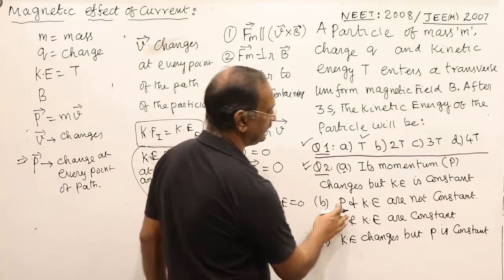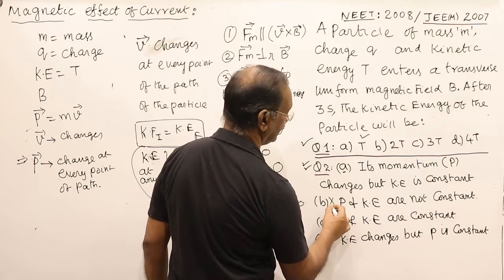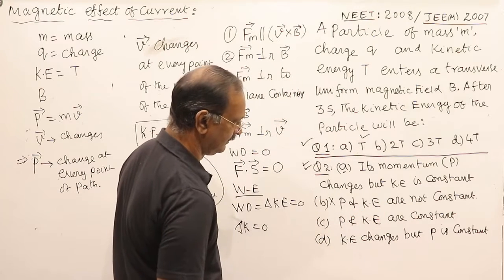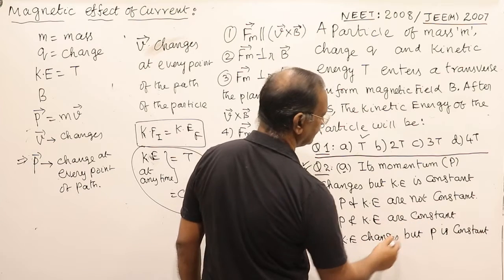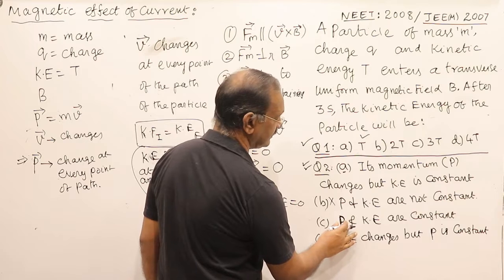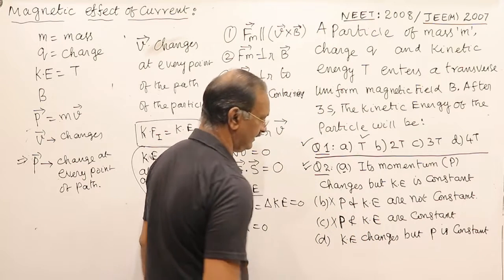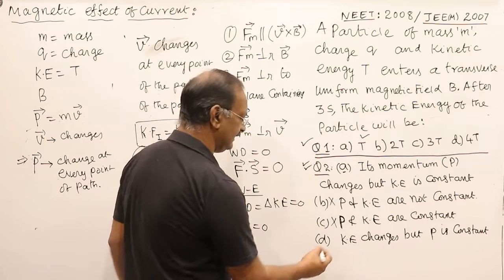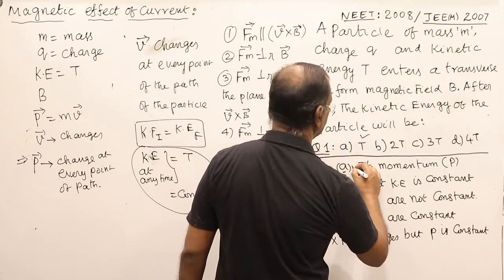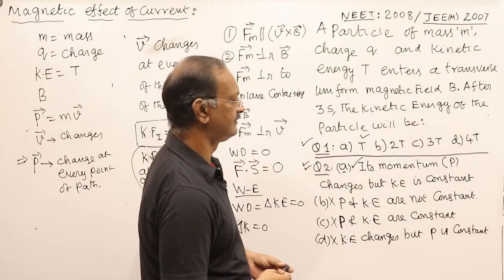Here, momentum and kinetic energy both not constant cannot be, because kinetic energy is constant. This is not a valid option. Potential energy and kinetic energy constant, no. Momentum not constant but kinetic energy constant, yes. Kinetic energy is always the same at every point. So option A is the right answer: its momentum changes, but kinetic energy is constant.